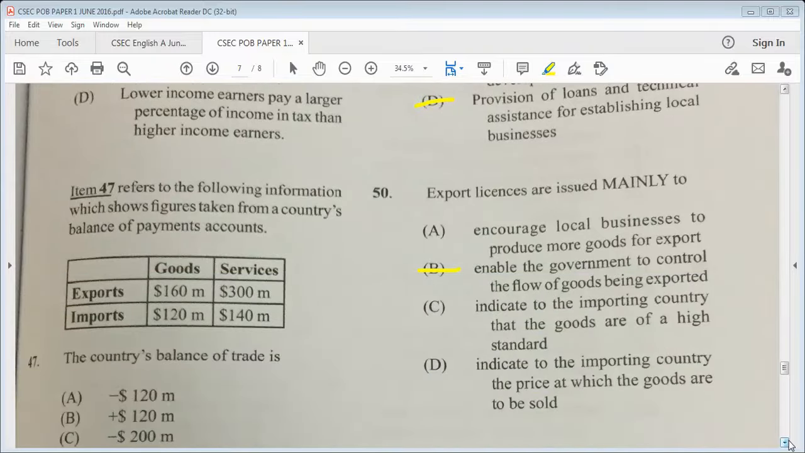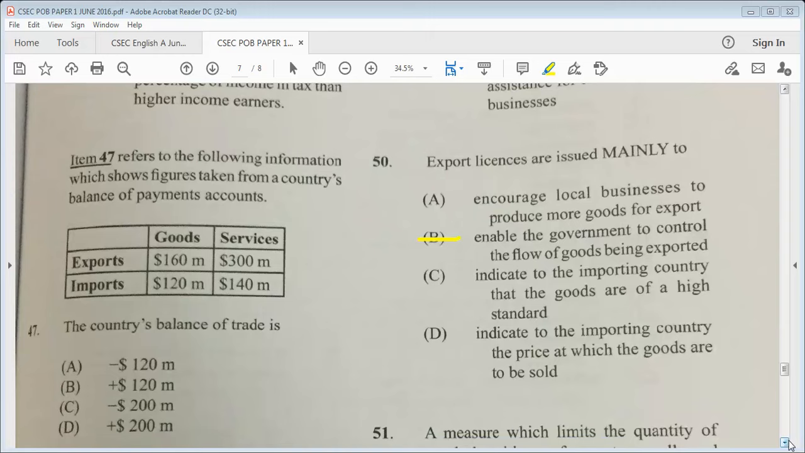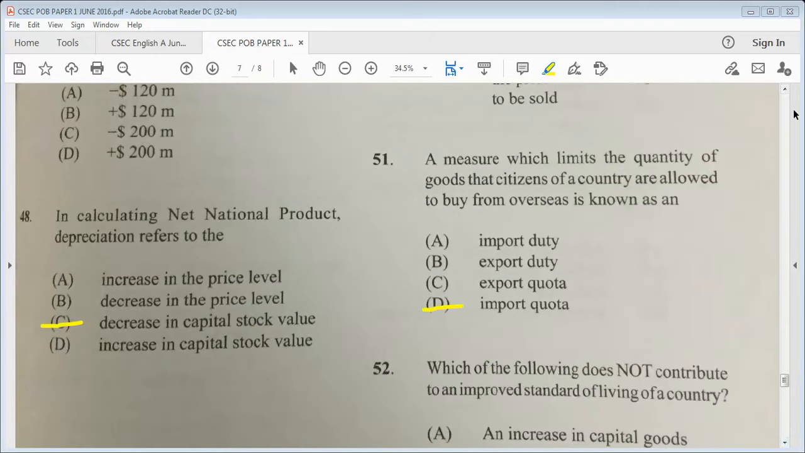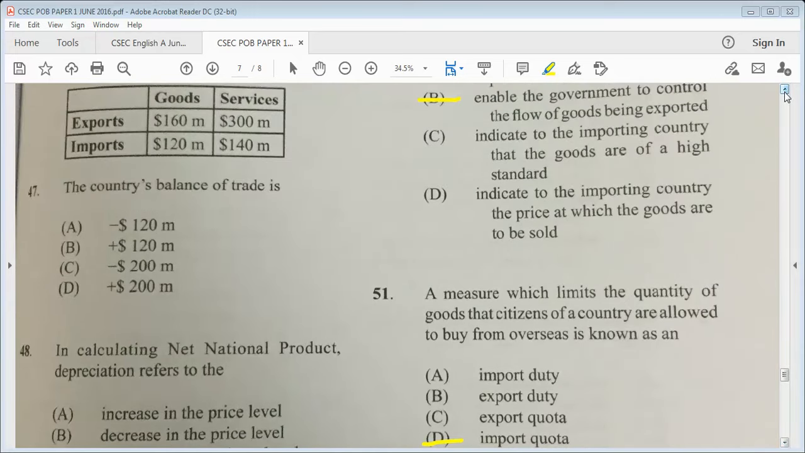47. Item 47 refers to the following information, which shows figures taken from a country's balance of payments accounts. So it says, oh, I forgot to work out that one. You are going to have to work out that one. All right.